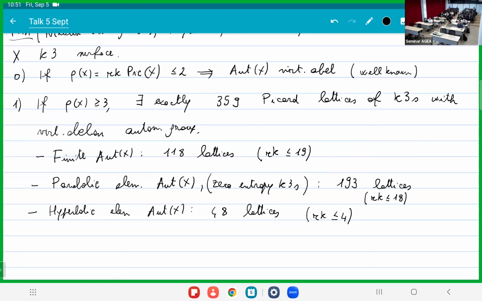Thank you. So maybe I should add that the automorphism group, we said at some point, up to a finite group, only depends on the isometry class of the Picard lattice. So this is virtually abelian if and only if the lattice is isometric to one of these lattices.